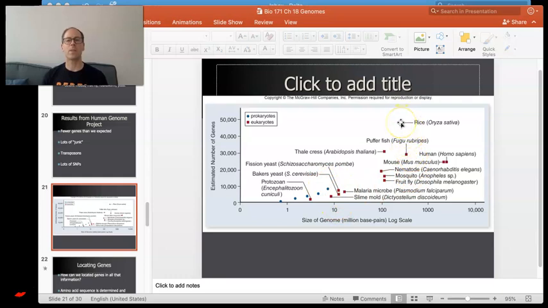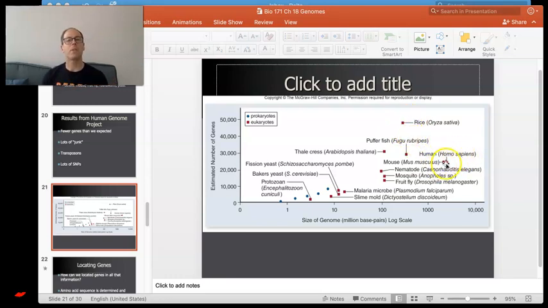So rice, for example, has about the same number of genes as this pufferfish, but it has almost twice as many genes, and that's because rice is what we call tetraploid. This fish is diploid, has 2 sets of chromosomes. Rice has 4 sets of chromosomes. So you see a little bit of difference there.